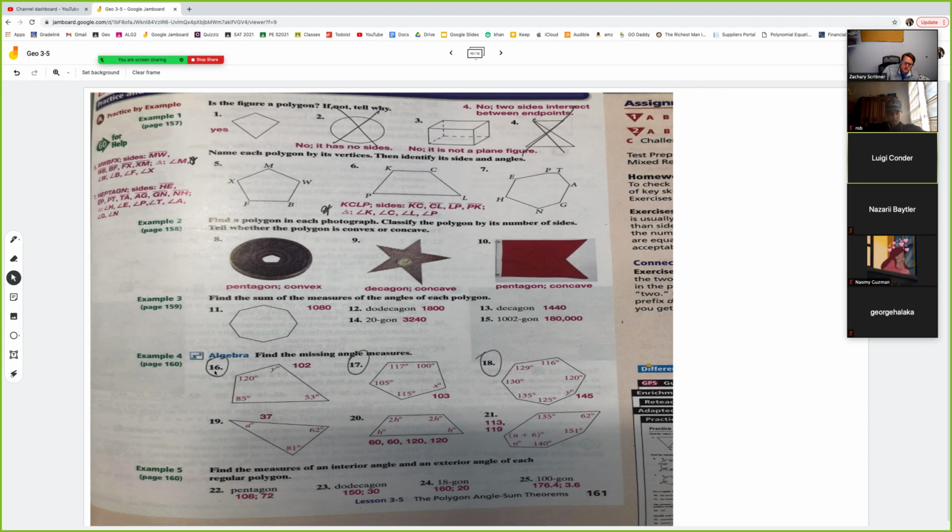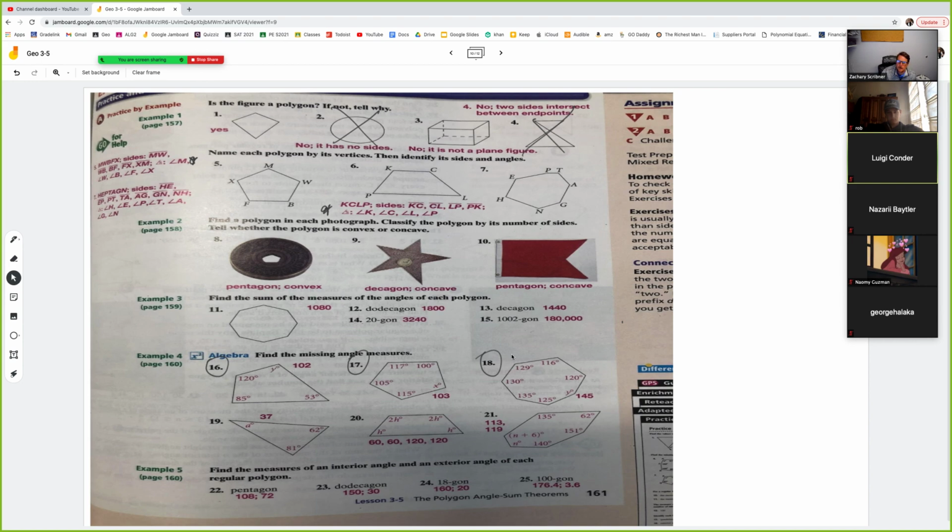All right, so looking at number 16, the sum of the sides, 1, 2, 3, 4 sides, minus 2 would be 2, times 180 would be 360. So if you do 120 plus 85 is 205, plus 53 is 258. 258 plus 102 equals 360. So you do 360 minus 258, and you'd be left with the missing angle.